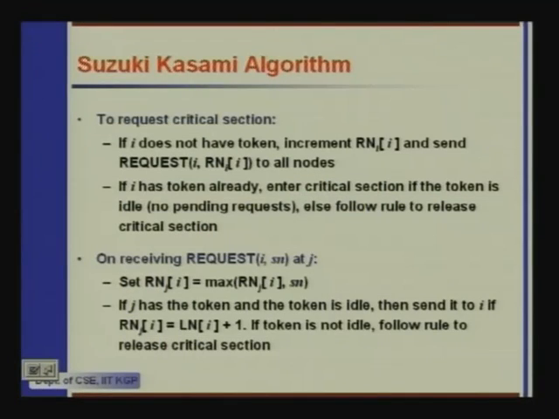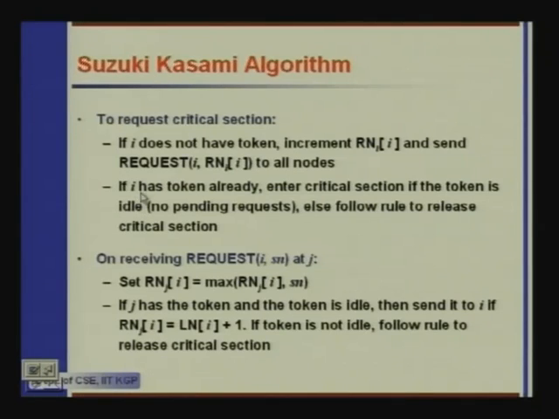Now, this is the algorithm. To request the critical section, if I does not have the token, then increment RN_i[i] and send request(i, RN_i[i]) to all nodes. Now, this is the situation where the process making the request does not have the token. Then it increments RN_i[i], because this is a new request, and sends this request to all nodes.